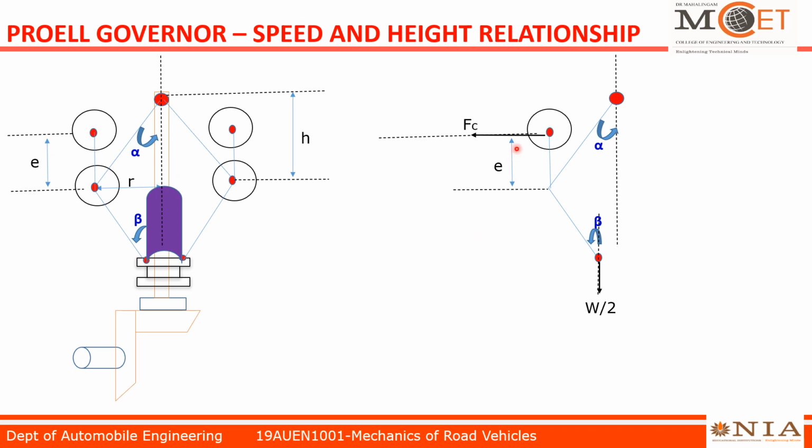So now the centrifugal force will act at the center of the fly ball. Actually, the centrifugal force is away from the spindle or central axis of the spindle, and this fly ball has its own weight, which will be in the downward direction. We take the fly ball weight as small w.